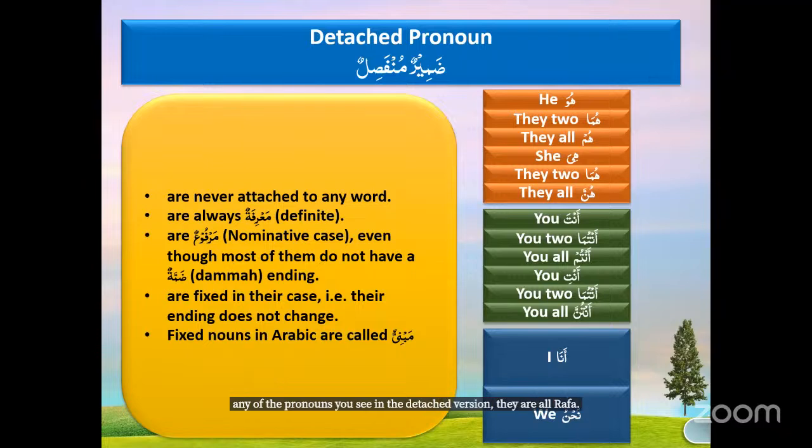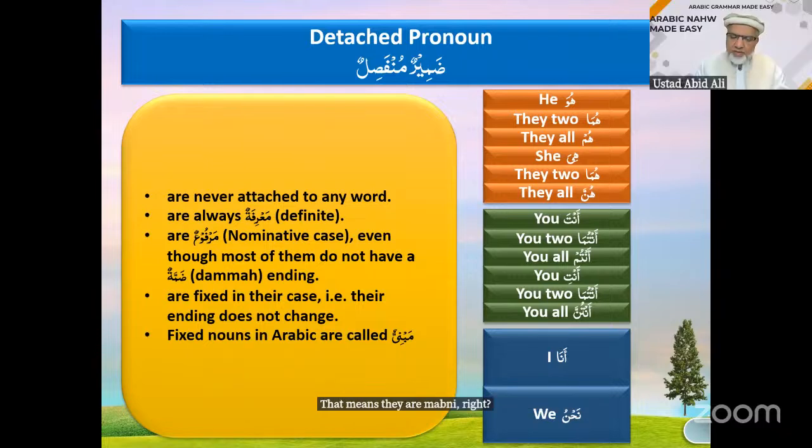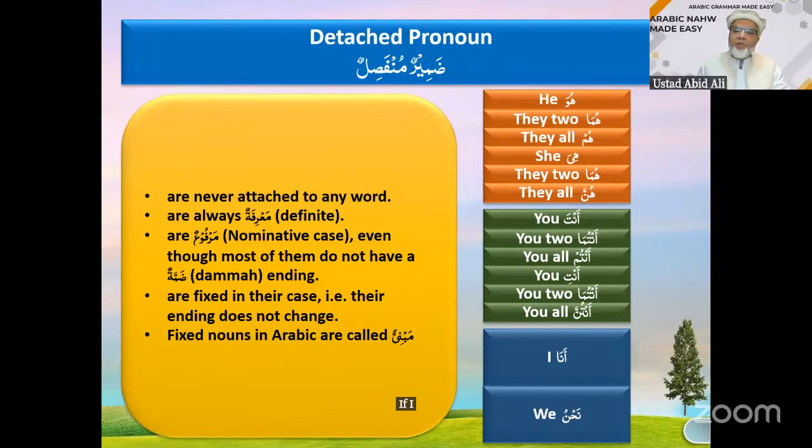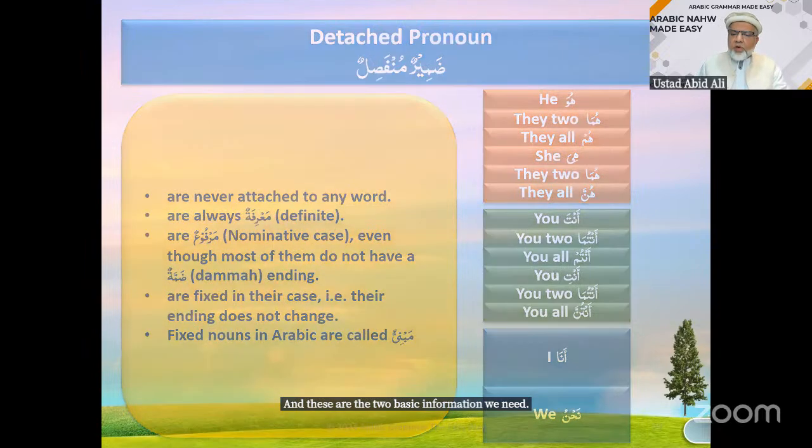they are mabni, right? Yes. And since we did not talk about mabni, I don't want to talk about it here. But in general, if I say what is the type of detached pronoun, you say marifa. If I say what is the status of detached pronoun, you say rafa. And these are the two basic information we need in order to make some nominal sentences.